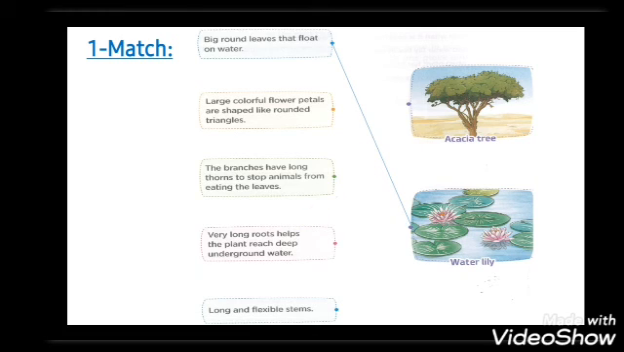Number 3, the branches have long thorns to stop animals from eating the leaves. Acacia tree. Number 4, very long roots help the plant reach deep underground water, also acacia tree. The last one, long and flexible stem, water lily. Okay, the stem is long and flexible to fix the plant in the bottom of the water. Okay, junior 3.